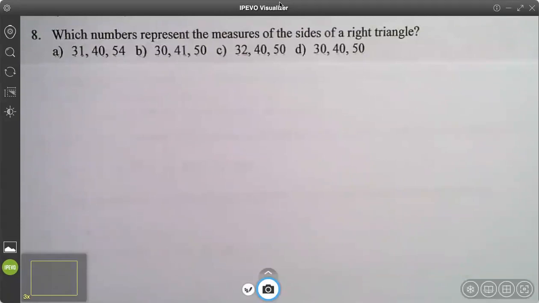Okay, let's do one converse. Number 8, you don't have to write anything down. Just look at them. Which numbers represent the measures of the sides of a right triangle? Which one do you think it is, A, B, C, or D?